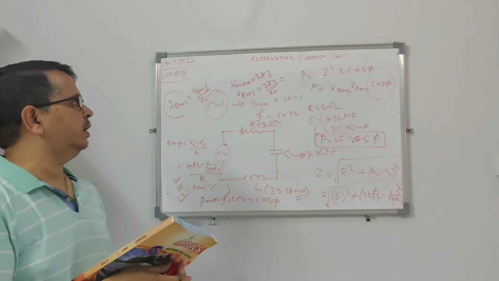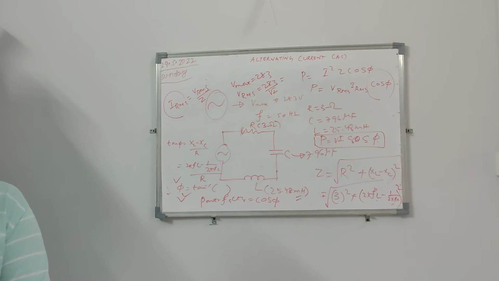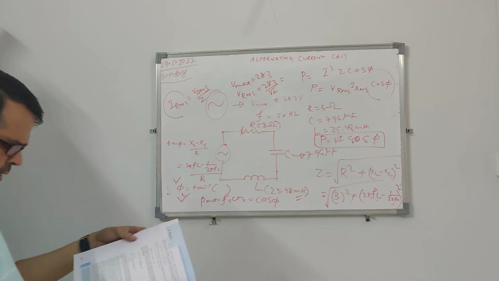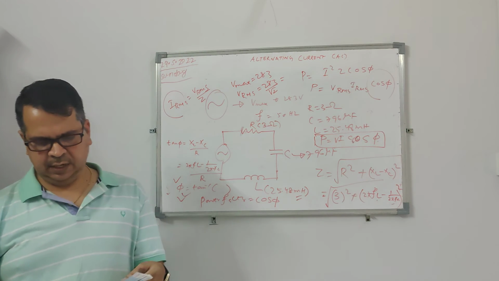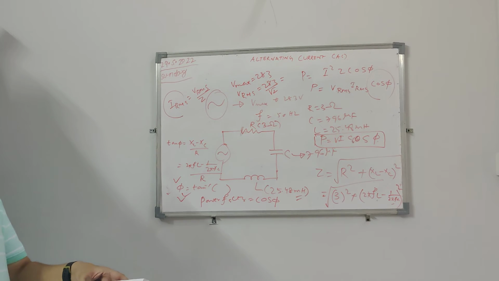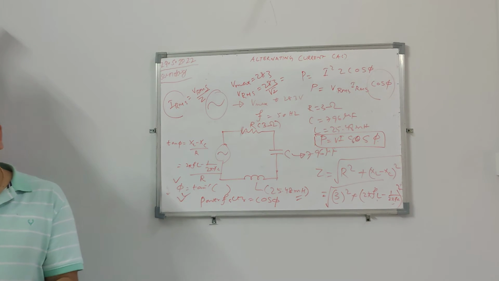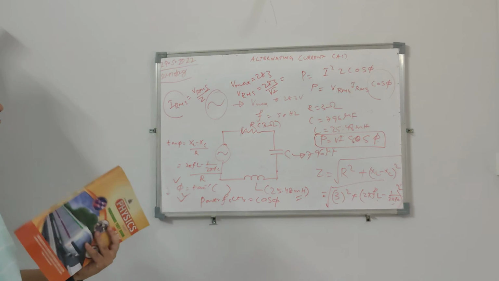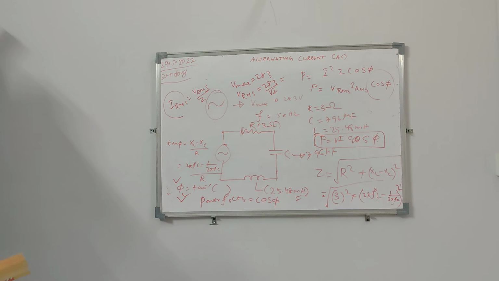So we have solved one numerical, so you take a snapshot of it, then we will do the LC circuit, which is kind of an oscillator. So you can say that power is equal to V I cos phi, or it is I square Z cos phi.